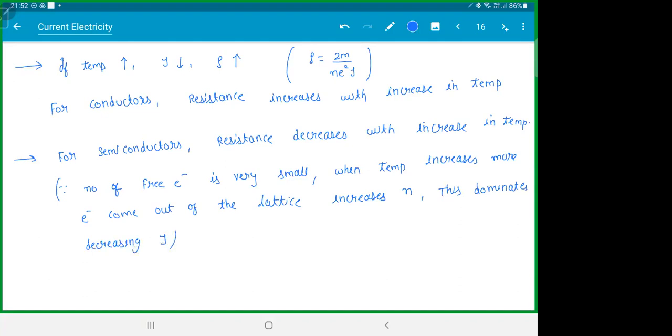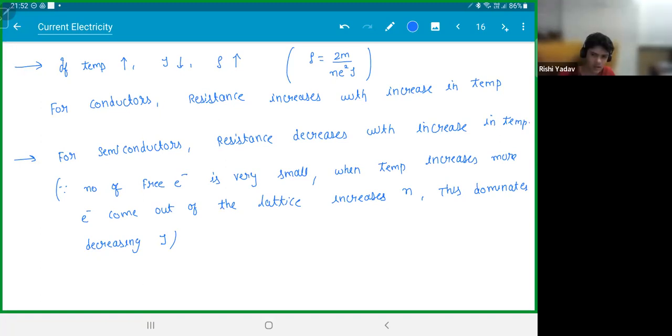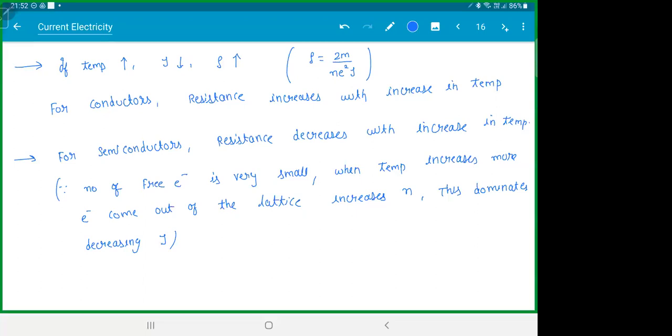With increase in temperature, what happens to the resistance of a silicon? What will happen? Silicon is what? Semiconductor. So if you increase the temperature, what will happen to the resistance of silicon? Decrease. If they say copper wire, if the temperature increases, resistance of copper wire increases.